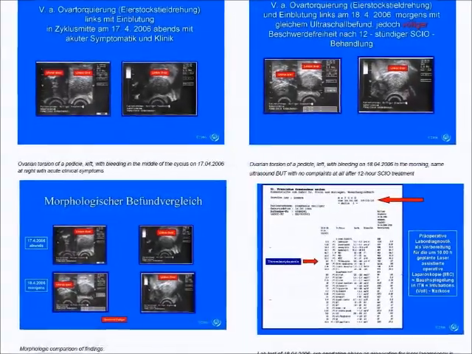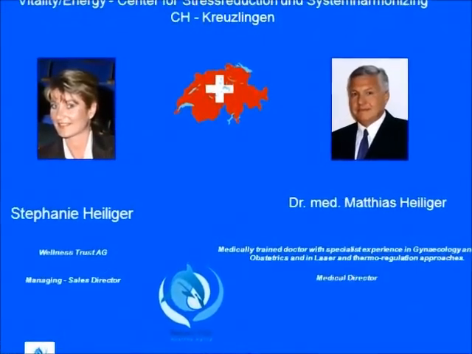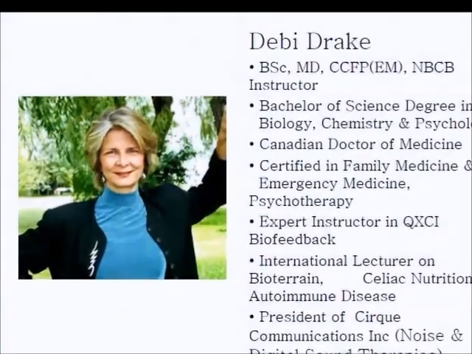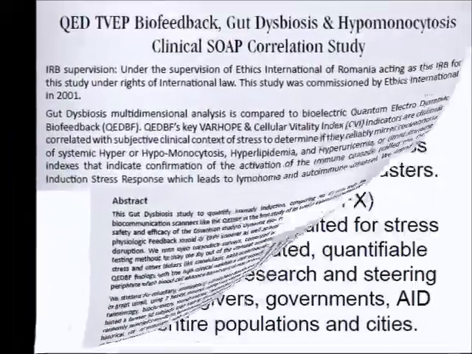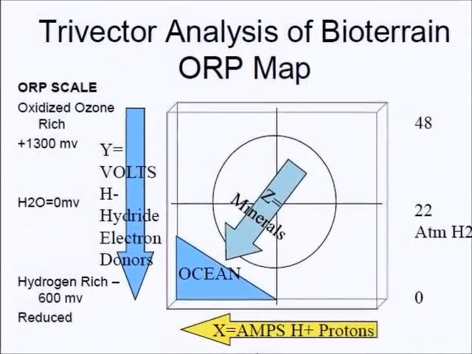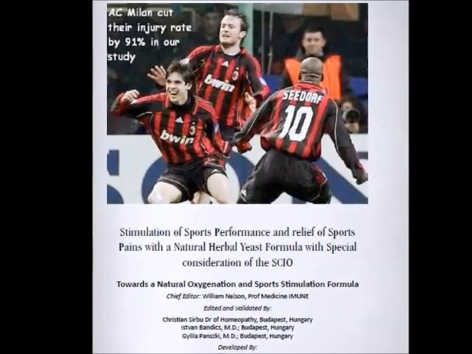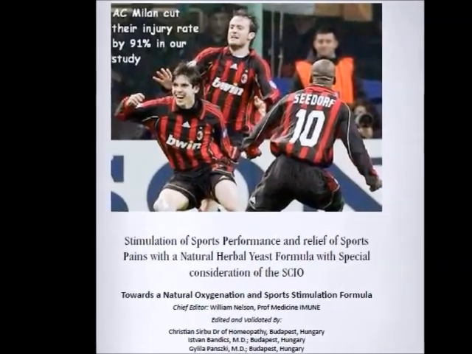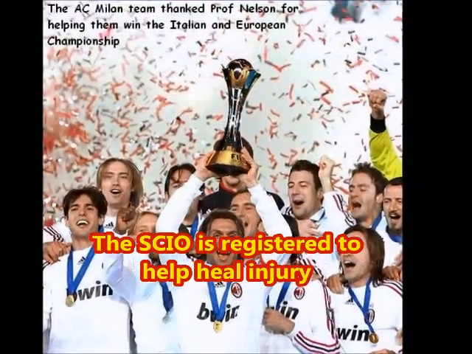People sent us data from around the world, and then we did many, many double-blind studies, because here's research done from Canada in measuring the different ideas of the TVEP, transcutaneous voltammetric evoked potential. We worked with AC Milan, and they were able to cut their injury rate by 91% in the studies that we did with them, helping them to win championships.